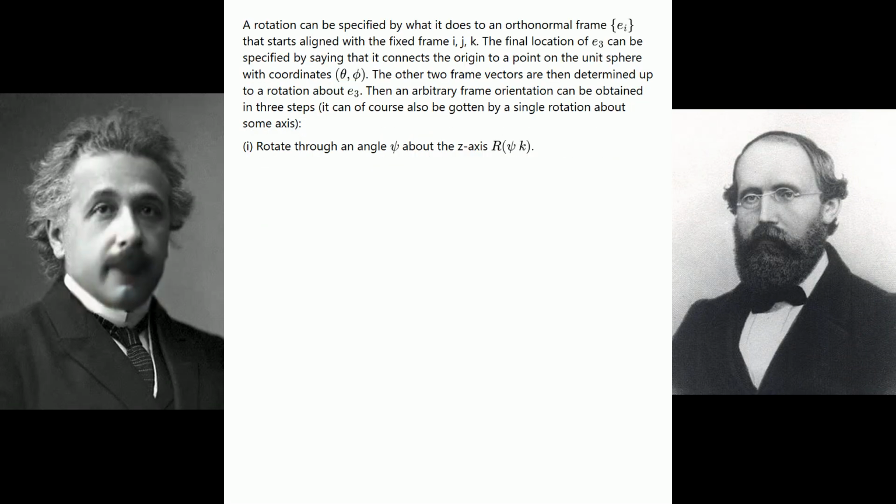A rotation can be specified by what it does to an orthonormal frame, the set E_i that starts aligned with the fixed frame i, j, k. The final location of E_3 can be specified by saying that it connects the origin to a point on the unit sphere with coordinates theta, phi. The other two frame vectors are then determined up to a rotation about E_3. Then an arbitrary frame orientation can be obtained in 3 steps. It can of course also be gotten by a single rotation about some axis.